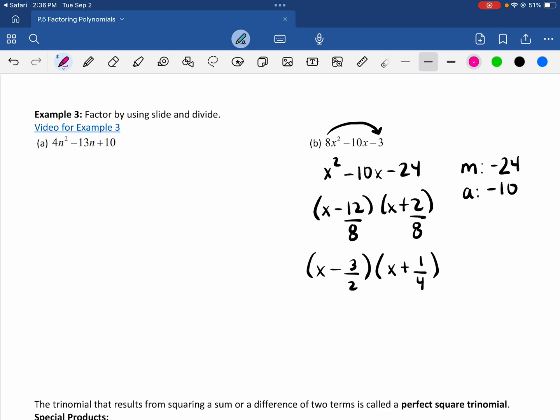And in both of these cases, since they still remained as fractions, then the last step is to do bottoms up, which means move that number that's in the denominator of each of those up in front of those x's. So we end up with 2x minus 3 times 4x plus 1.